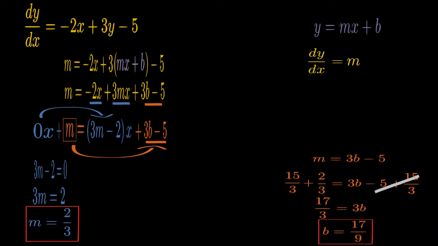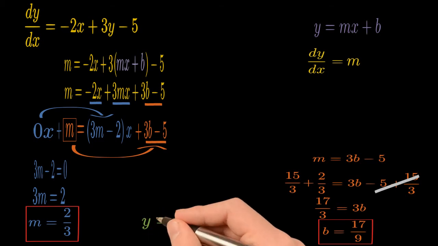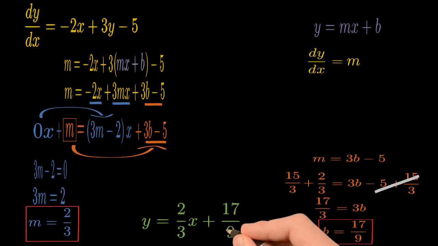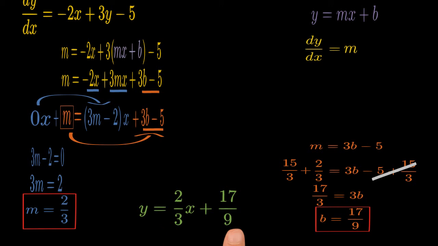And we're done. We just found a particular solution for this differential equation. The solution is y is equal to 2/3 x plus 17 over 9. And I encourage you, after watching this video, to verify that this particular solution indeed does satisfy this differential equation.